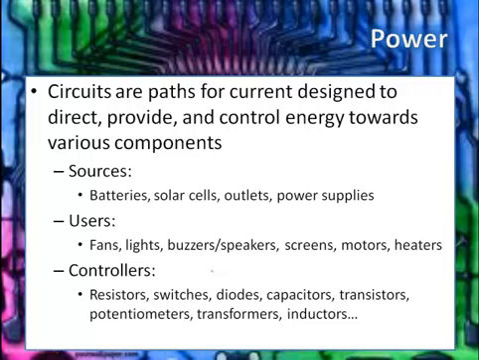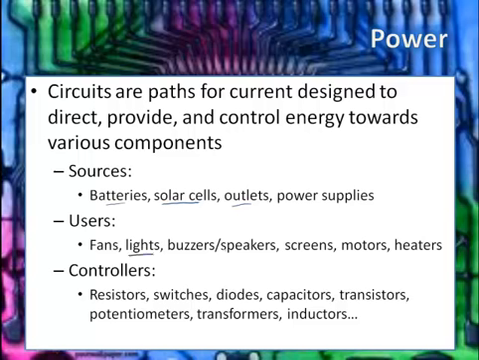Sources of current: probably the most common source is either a battery or your power outlet. You can buy a little machine called a power supply that takes energy from the outlet and produces various voltages. You could have a solar cell, which when the light shines on it, can produce a current. So a couple of different sources.